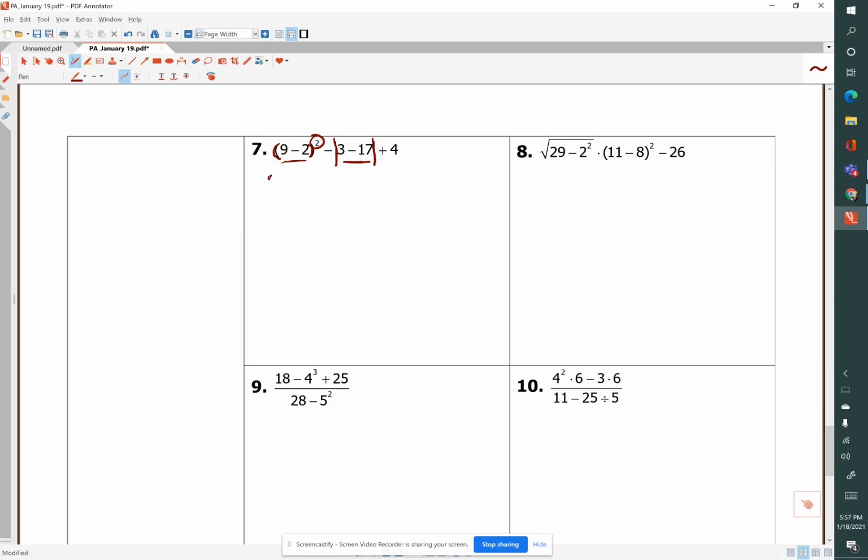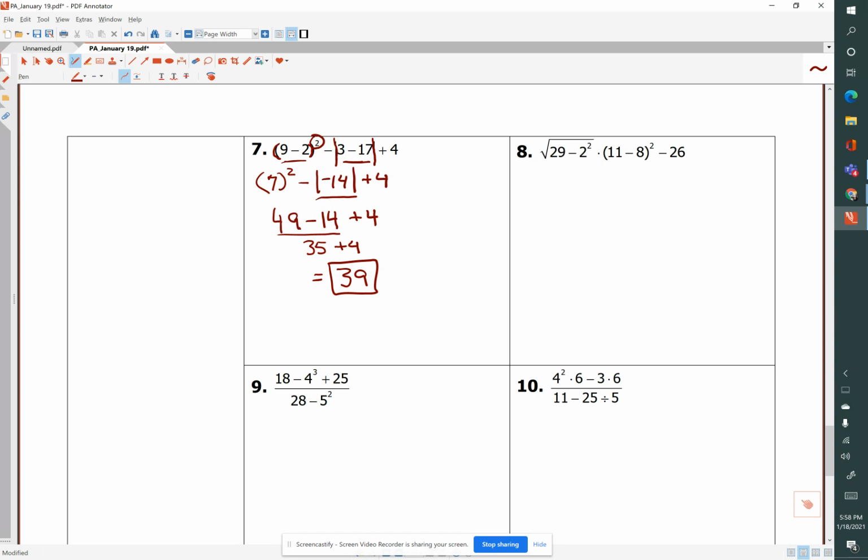So 9 minus 2 is 7, and that is going to be raised to the second power, minus 3 minus 17 is negative 14, still an absolute value, plus 4. Let's deal with that absolute value. The absolute value of negative 14 is 14. And 7 times 7 is 49. So 49 minus 14 plus 4. Now we can just work from left to right. It's just subtraction and addition. 49 minus 14 is 35 plus 4, and all of that equals 39.